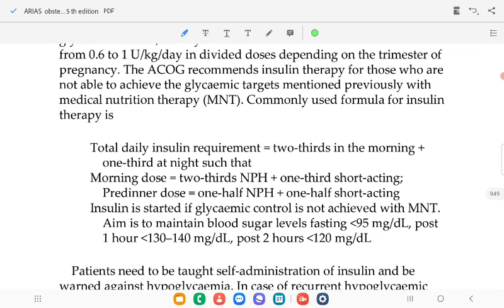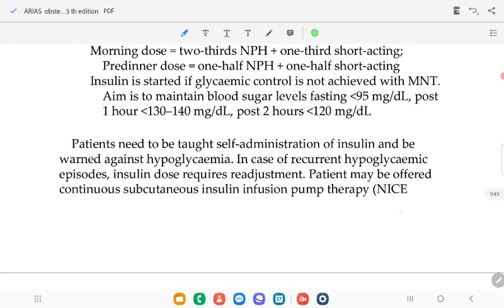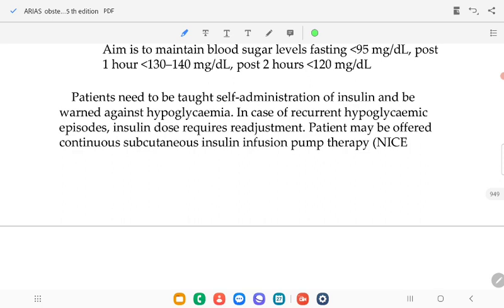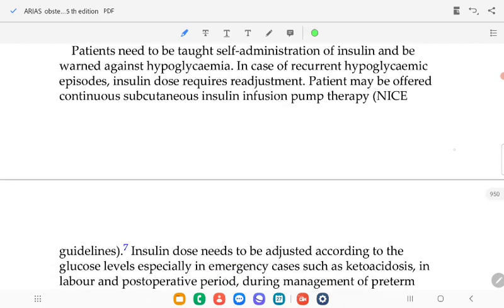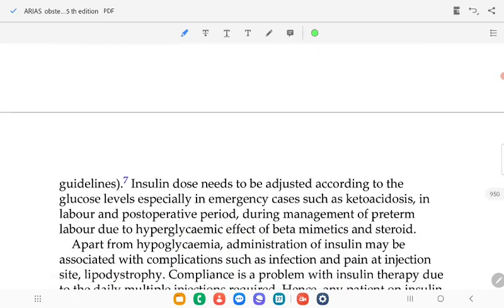The aim is to maintain fasting less than 95, post 1 hour 130 to 140, and post 2 hours less than 120 mg per deciliter. The patient needs to be taught self-administration of insulin and be warned against hypoglycemic signs. In case of a recurrent hyperglycemic episode, the insulin dose requires readjustment. Patients may be offered continuous subcutaneous insulin infusion pump therapy.